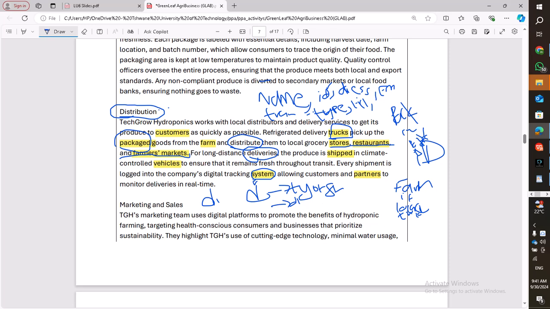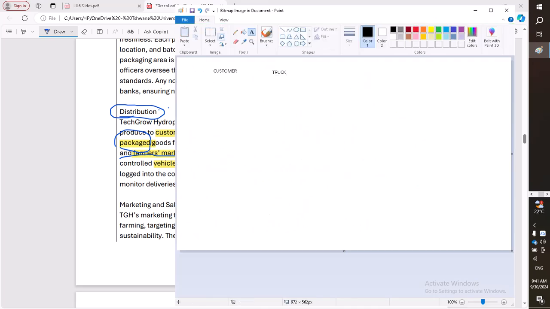So let me draw it for you, and then maybe you'll understand what I was trying to do. First I'll erase everything here so that you will understand. Alright, here we have this thing, and then I have another one here.